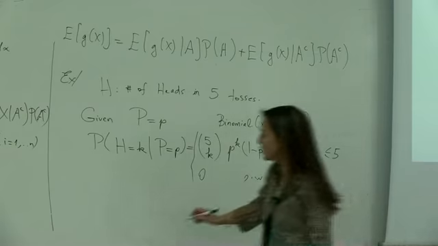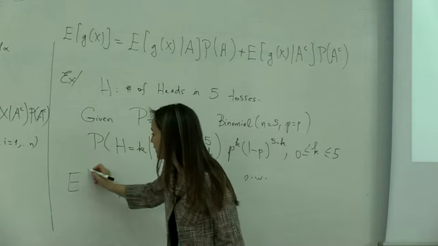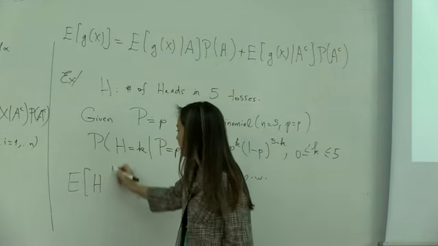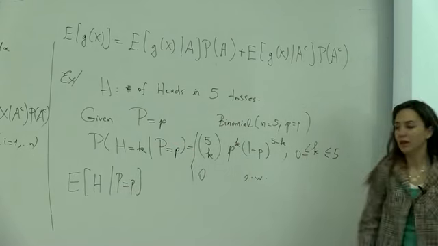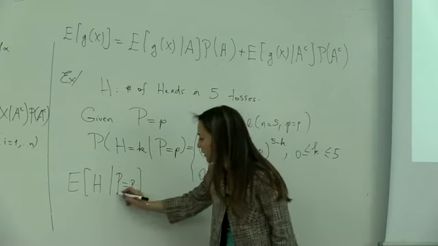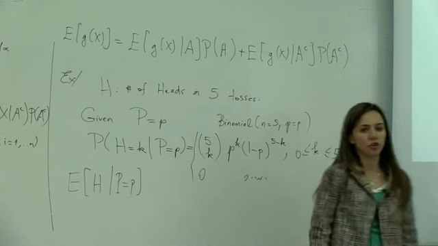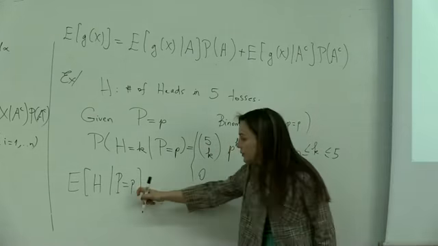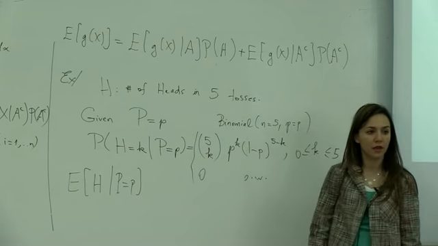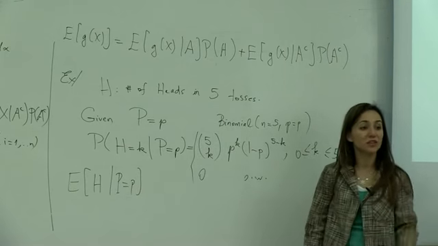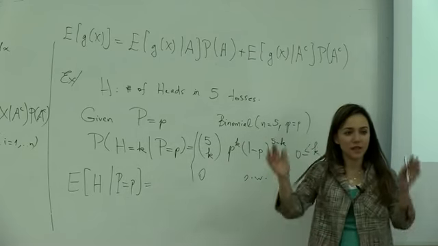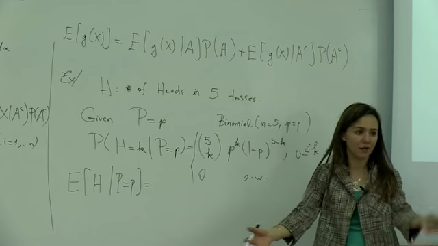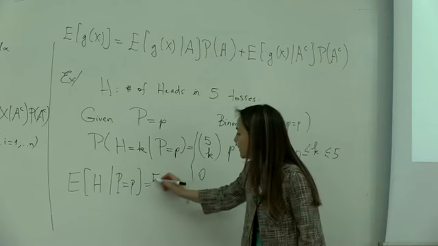So, let me ask you a question. What is the expectation of H given P equals p? Given that the probability of getting heads in each toss is specified to be small, lowercase p. Very nice, 5 times p. Because the number of tosses is fixed at 5, n is 5. So it's 5 times p.